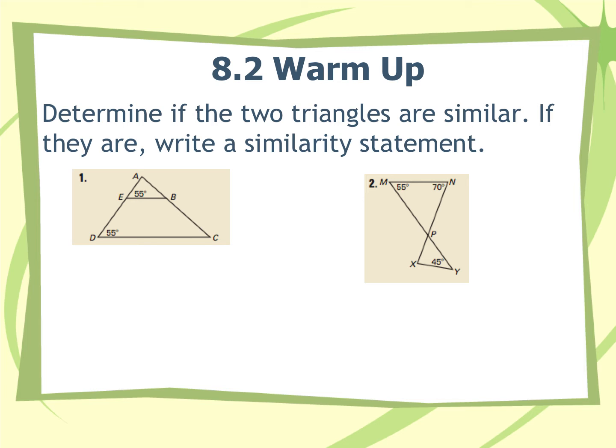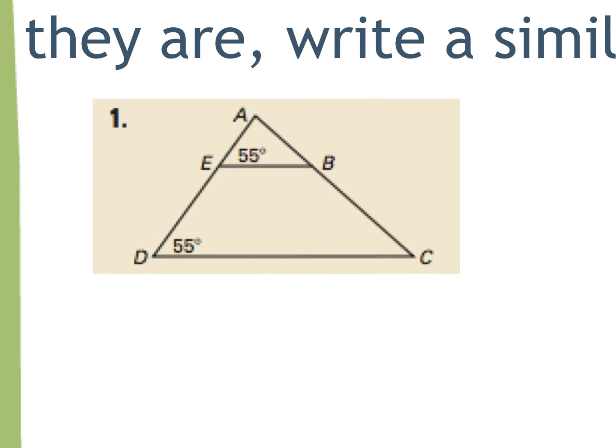So you are going to get questions just like this, where I'm going to ask you, determine if the two triangles are similar. If they are, then you're going to write a similarity statement. If they are not similar, you're just going to write the word no. And you'll leave the line where it's asking for the similarity statement blank if they're not similar. So let me zoom in here.